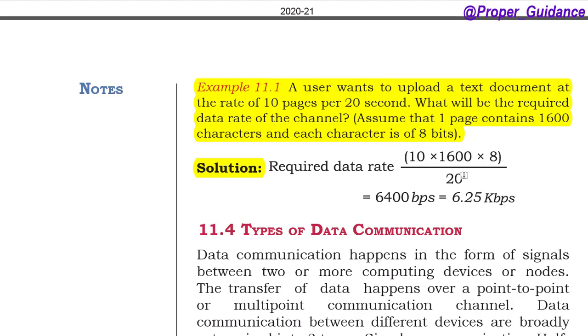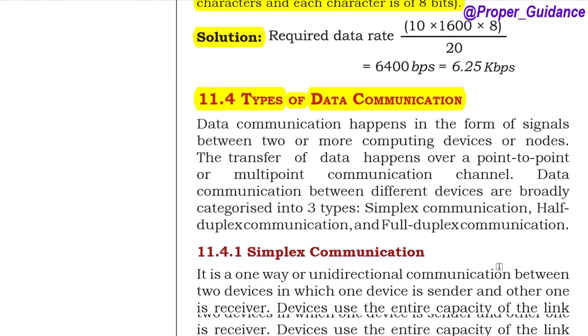Each character is of 8 bits means 1600 into 8, and there are 10 pages. So 10 into 1600 into 8 is the total data to be transmitted. And in which time? 20 seconds. So divide by 20, you can get the required data rate. Required data rate, that is 6400 bps. Okay, that is 6.25 kbps.